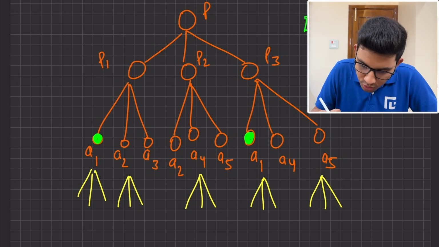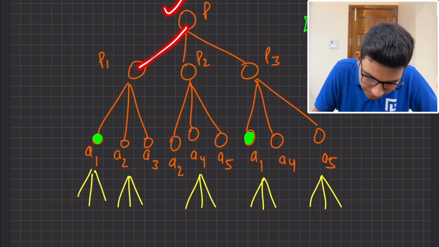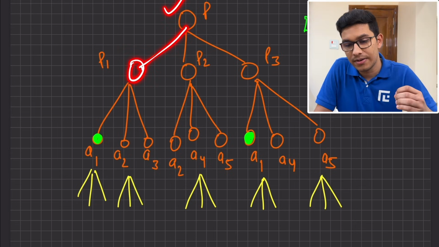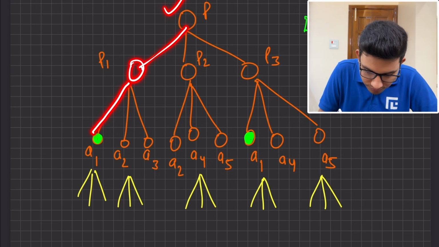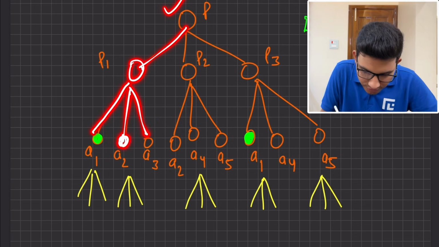So let's suppose you wanted to find P. For finding P, what you did was you came here and you said, first of all, get me the answer for P1. For getting the answer for P1, you went and said, get me the answer for A1, A2 and A3. Let's say you know the answer for A1, A2, A3.